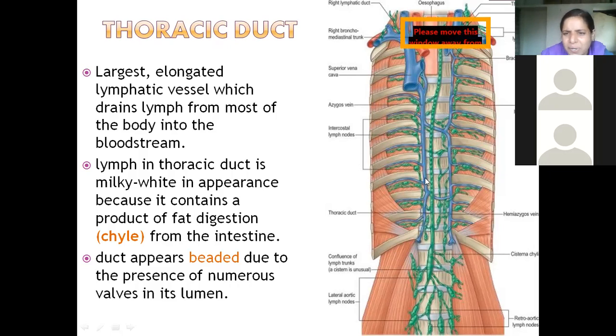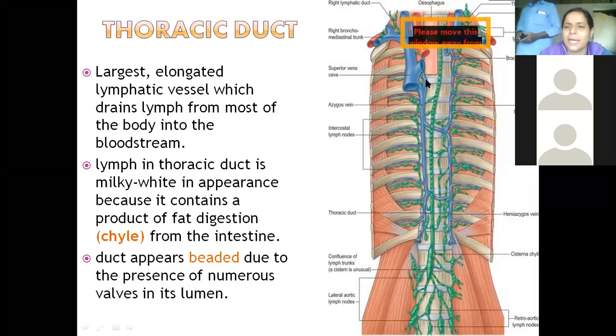It is not straight like we see with veins. It is highly beaded. That means what? When you cut open this largest lymphatic duct, the thoracic duct, you will see a lot of valves inside. So many valves will be there inside. So the lymph from all parts of our body will be collected by the thoracic duct, and finally it will be drained into the venous network.